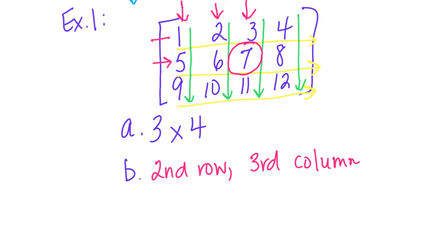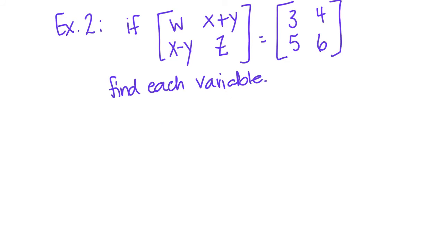All right, so how are you feeling on that stuff? Pretty good probably so far, huh? So let's take a look at example 2. Example 2 says, if w, x plus y, x minus y, z, is equal to 3, 4, 5, and 6, find each variable. Well, if I look at row 1, column 1, and row 1, column 1, we know, since there's an equal sign in the middle, we know that these two will be equal. That's pretty easy. I know that w is equal to 3.